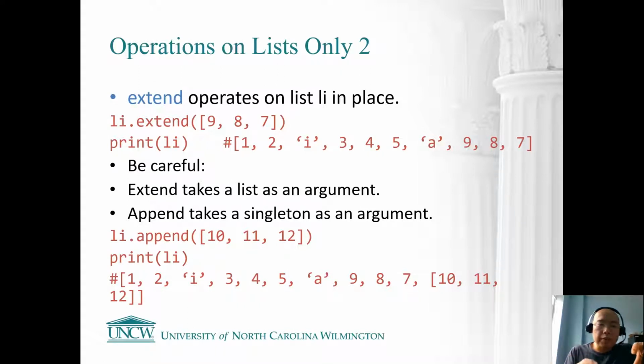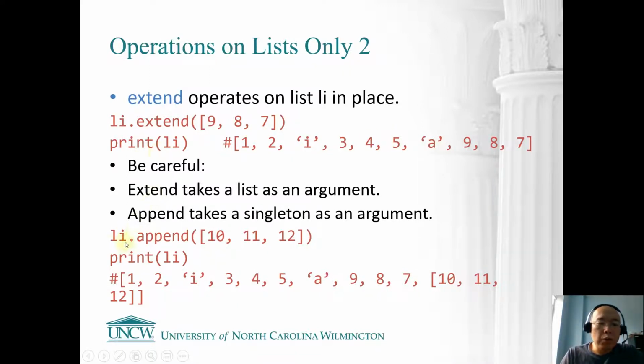Be careful, there's a difference between extend and append. For example, if we use this list and do an append, we will have the 10, 11, and 12 as one single member, because when we are appending, we are adding only one item to the end of the list. If you do extend, you are extending a list using another list, so you get the result of a concatenation.